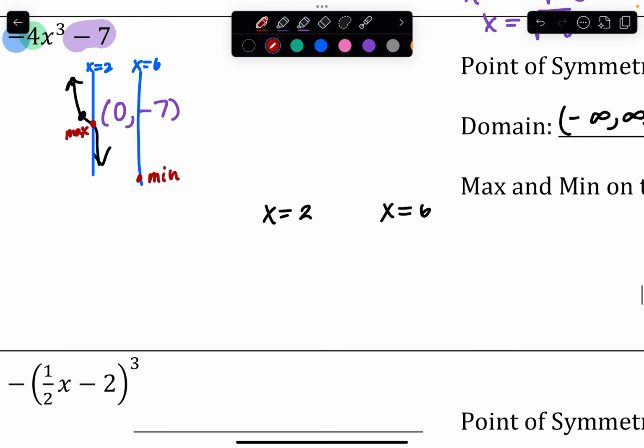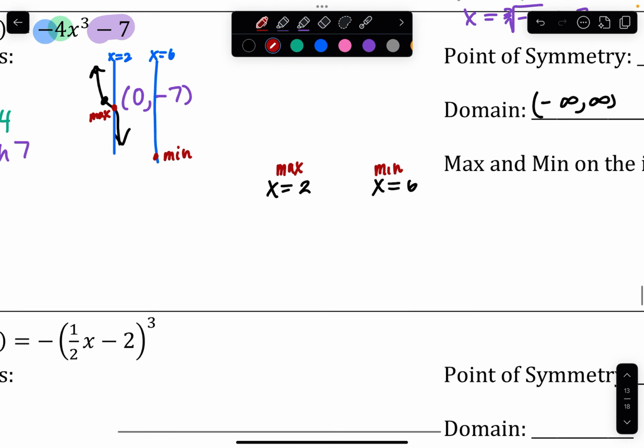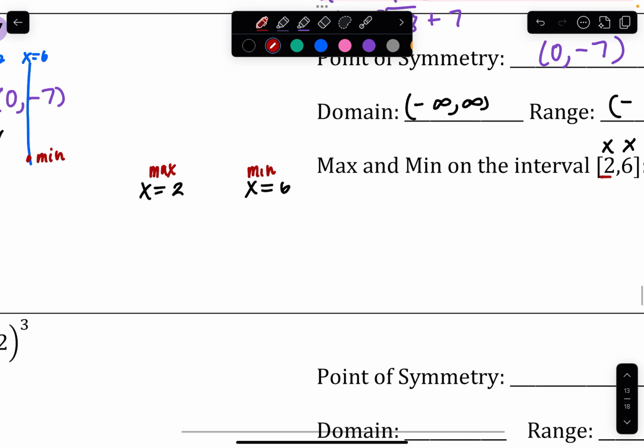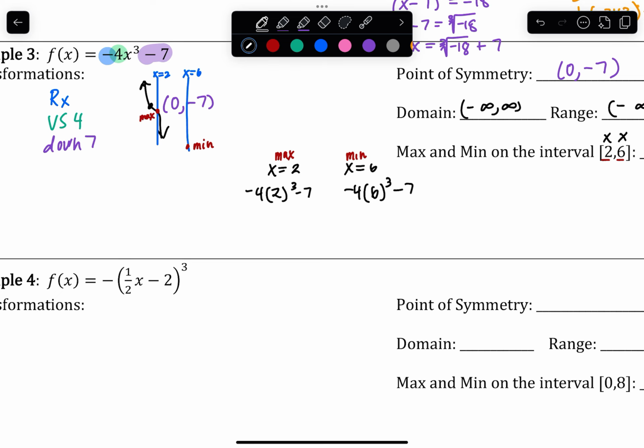Okay, so x equals 2 will give us our maximum. X equals 6 will be our minimum. Your max and min for these functions are always going to occur at the endpoints of your intervals. So you just have to plug them in. If we plug in 2, we get -4(2) cubed minus 7. If we plug in 6, we get -4(6) cubed minus 7.